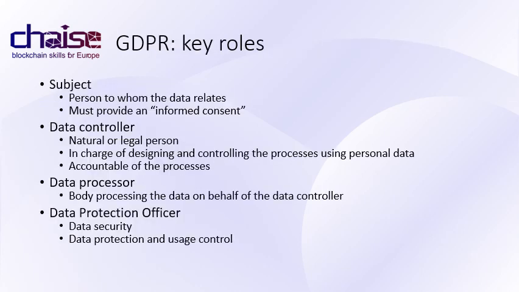To manage data protection, GDPR introduces different roles: subject, data controller, data processor, and data privacy officer. First, the subject is the physical person to whom the data are related. The subject is a natural person in charge of defining their own privacy policy. To this end, the subject must explicitly consent to the data collection, storage, and usage.